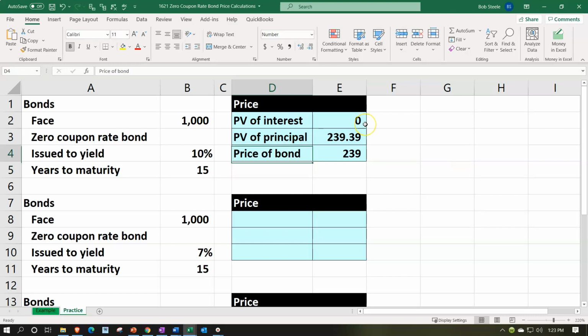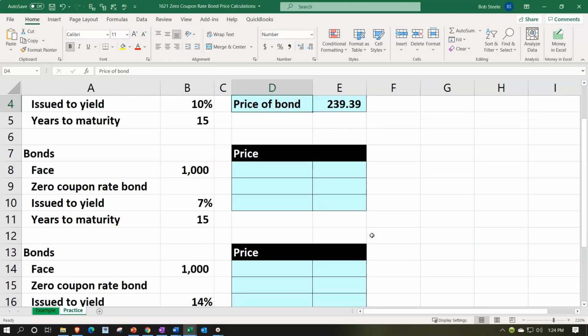Obviously, 0 plus the 239.39 is going to be the 239.39. So it should be a more straightforward calculation. It can be a little bit confusing when you see that, though, because you're not used to seeing a bond typically without the coupon rate. And so that could throw you off when you first look at that.